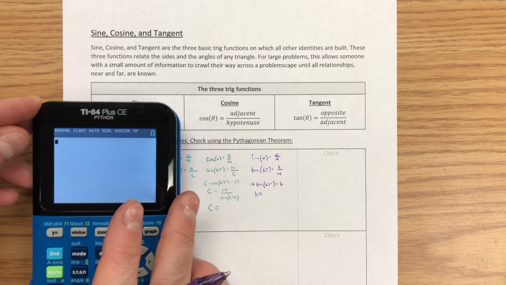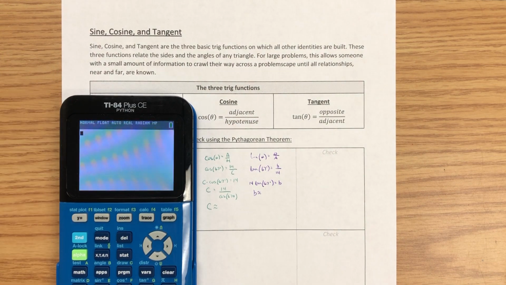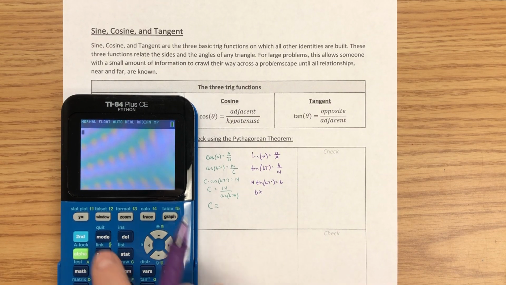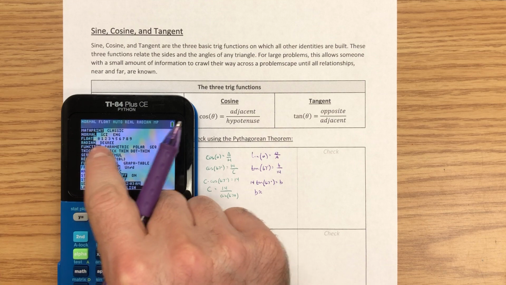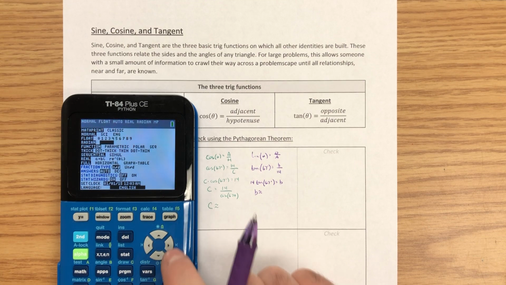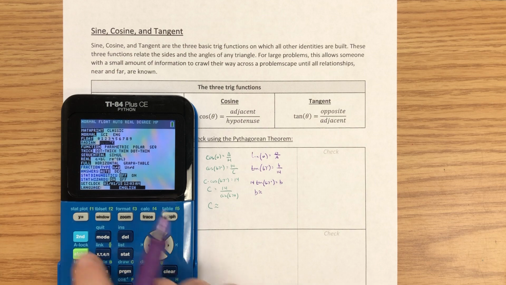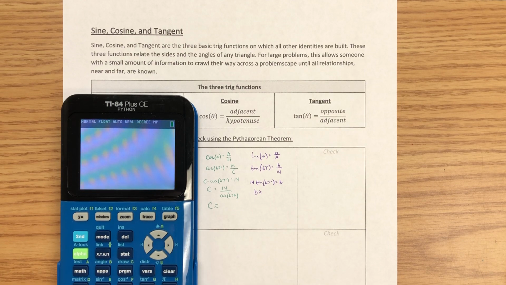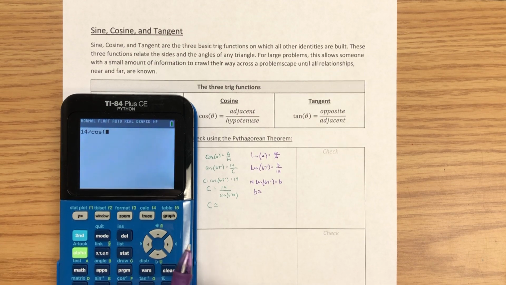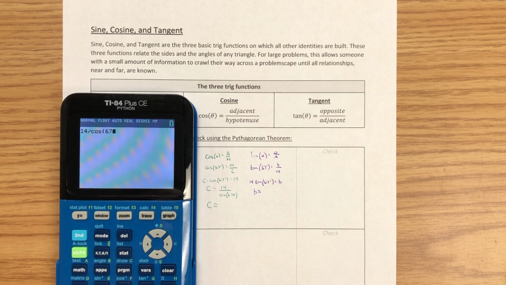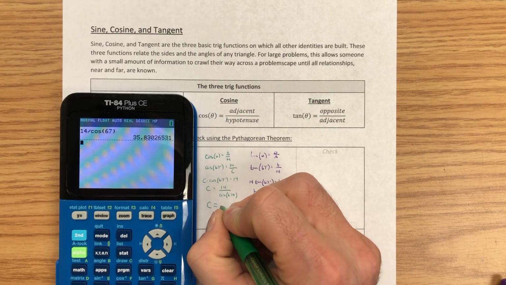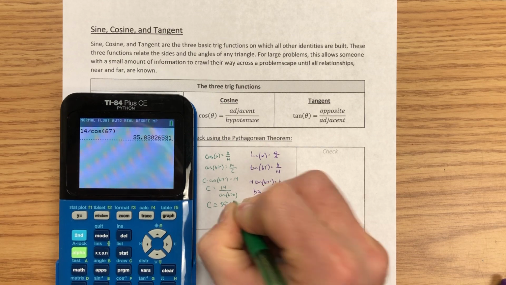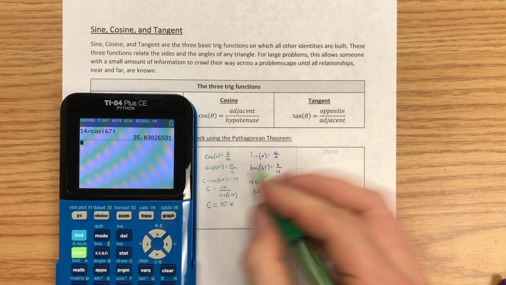I'm going to pop this over here so that we can see. So here I have 14. Actually, before we even do anything, the first thing you always want to check is, are you in the correct mode? Right now I'm in radians. I want to be in degrees. So I'm going to say 14 divided by the cosine of 67, and our mode is in degrees. And this is going to give us 35.8 right there. So there's my C.